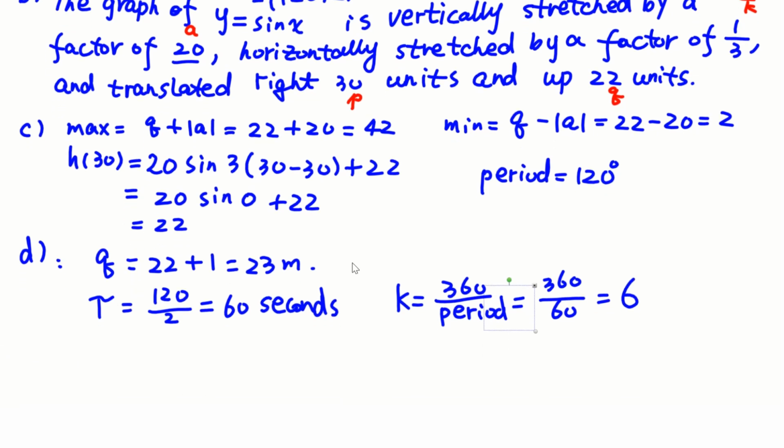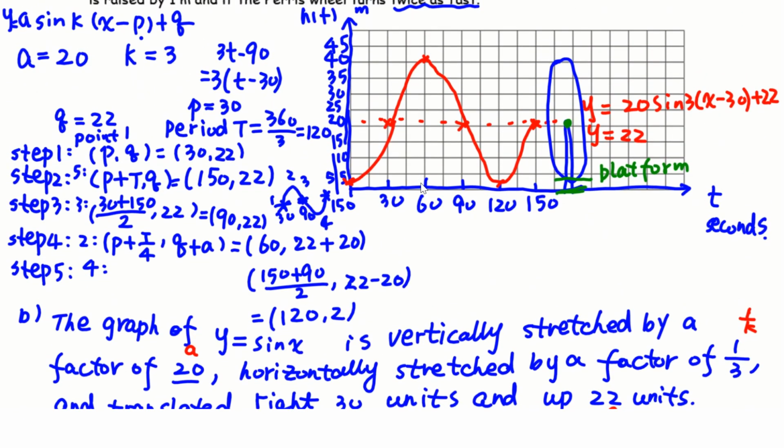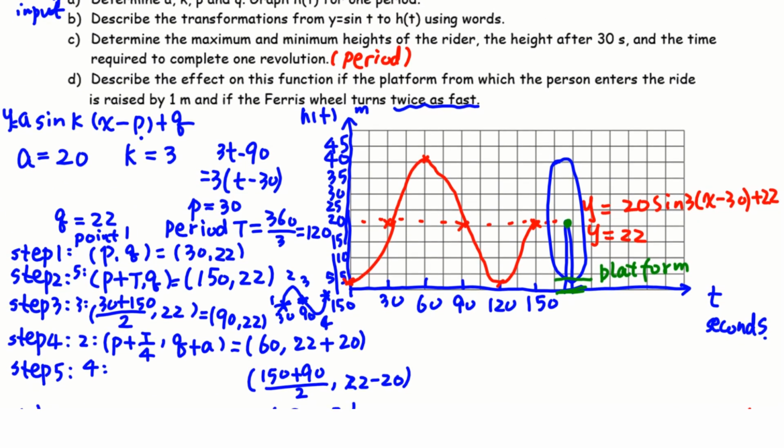So these are the changes. If the platform is up 1 meter, the Q value is up. If the period is shorter, then the K value is bigger. And on the graph, it just means it's shorter for the period. In 360, you have 6 periods, so each period is 60. So that is all for today's video.